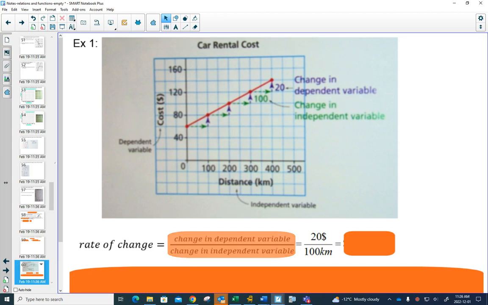So does this make sense? If your rate of change, or your m value, is your change in your dependent variable, your change in y, that's the rise, that would be 20, over the change in the independent variable, the change in x, which is your run, we would get 20 over 100. We could simplify that if we wanted to, as a smaller fraction or as a decimal. So apparently, according to this, it costs you 20 cents for every kilometer if you rent a car.